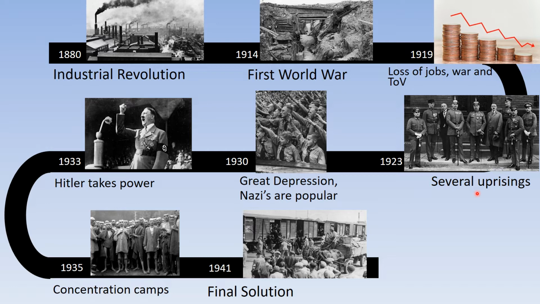There's a few that we look at. We look at the Spartacist uprising, the Kapp Putsch, and this image here is of Adolf Hitler right here and his friends who tried to take over the government in November of 1923 in an event known as the Munich Putsch. Now, between 1923 and 1930, the Nazis are gaining popularity.